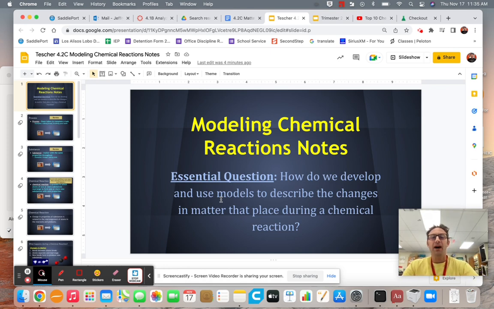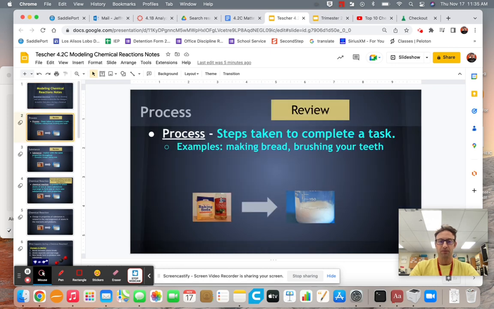Here we go. Today we're going to look at how we can use models to describe the changes in matter that occur during a chemical reaction. You can use word form, we can use element symbol form from our periodic table of elements, and we can also use pictures. So let's get going. You don't need to write anything yet.